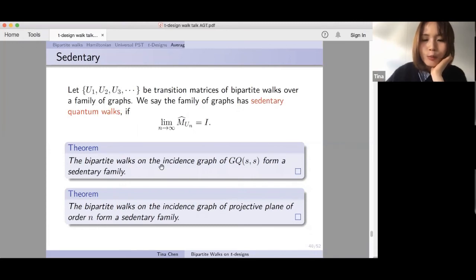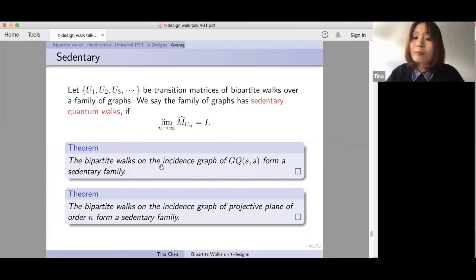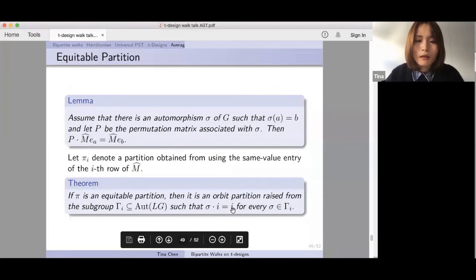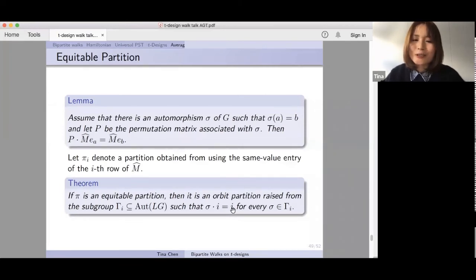So two more sedentary families we can find using bipartite walk: the regular generalized quadrangle GQ(s,s) and the projective plane of order n. And another way to use our average mixing matrix is to find equitable partitions.